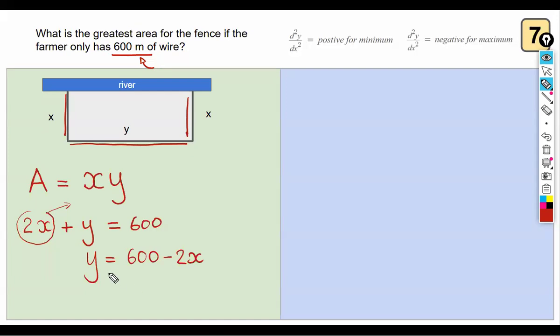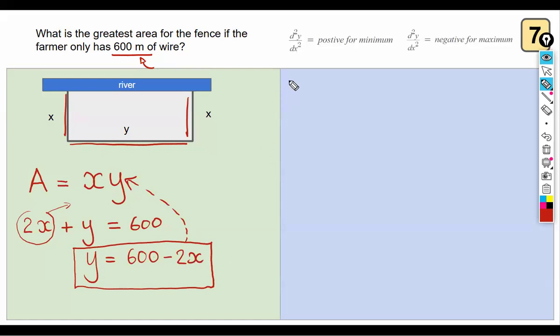Right. Now look at this. Keep your eyes on this guy here. And we could substitute it inside here. And we could throw away Mr. Y and replace him with how much? 600 minus 2x in brackets.